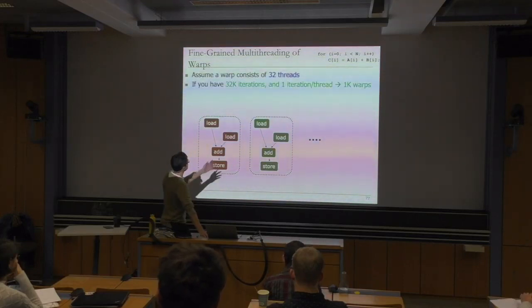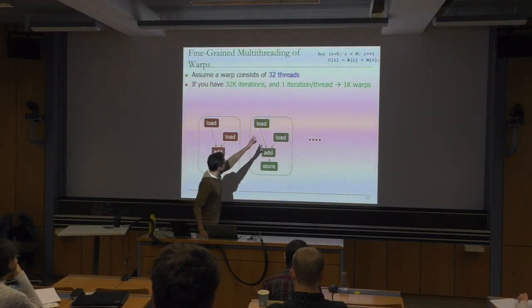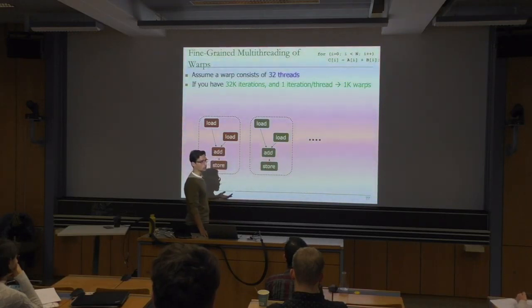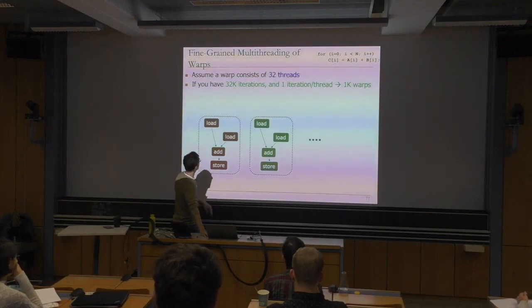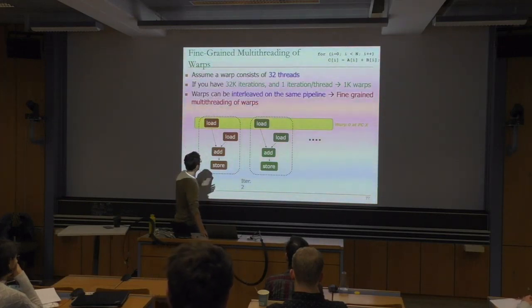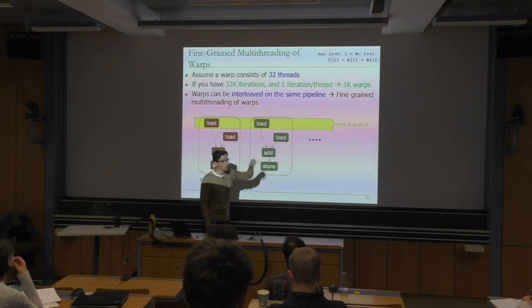Let's go back to the example here. Assume that a warp consists of 32 threads. So if you have 32,000 iterations and you are going to assign one of these iterations to each thread, you're going to need 1,000 or 1,024, depending on what the K means, warps. Now we are going to have warps executing these instructions, these load instructions. How many warps? 1,000 warps, right?